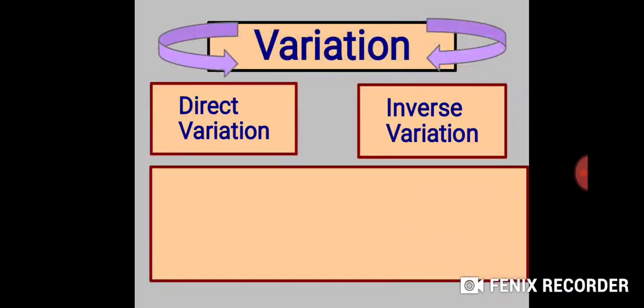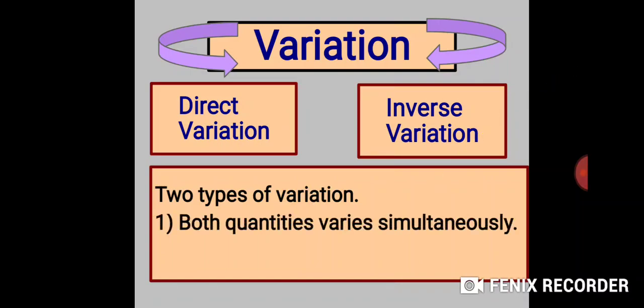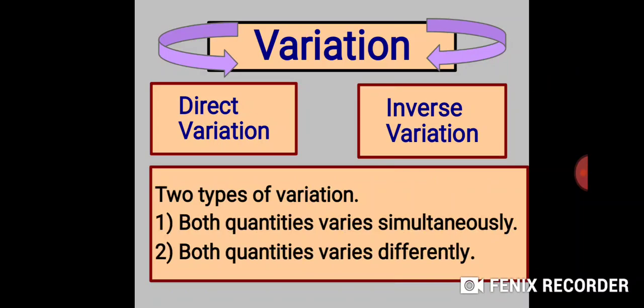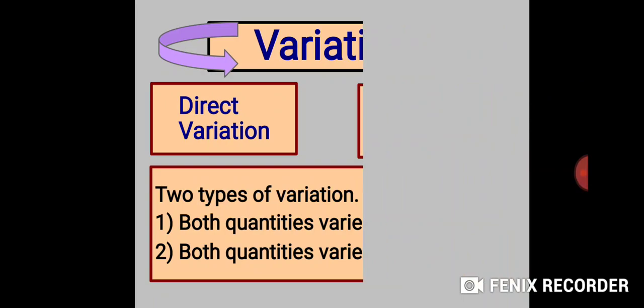There are two types of variation: direct variation and inverse variation. In variation, we compare two quantities and observe their changes, and by observing their changes we come to some conclusion. When both quantities vary simultaneously, it is direct variation, and when both quantities vary differently, it is known as inverse variation. So what is meant by simultaneously and what is meant by differently? Let us study. First we see direct variation.